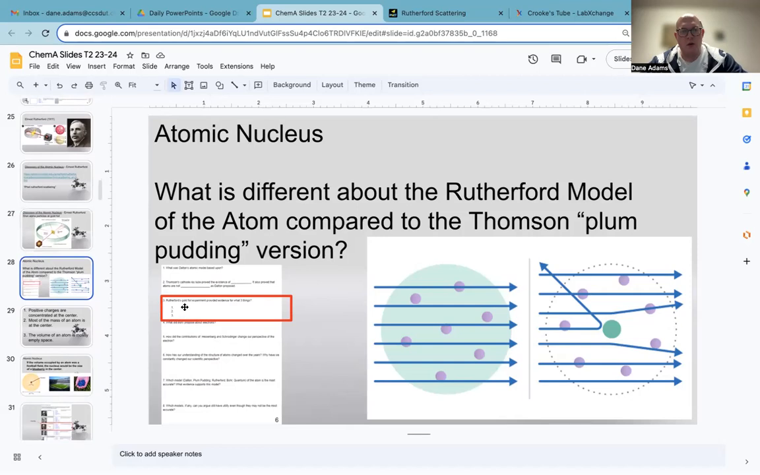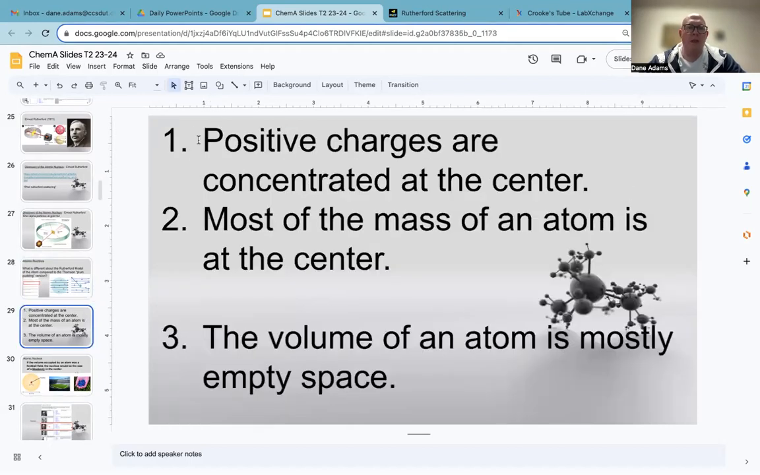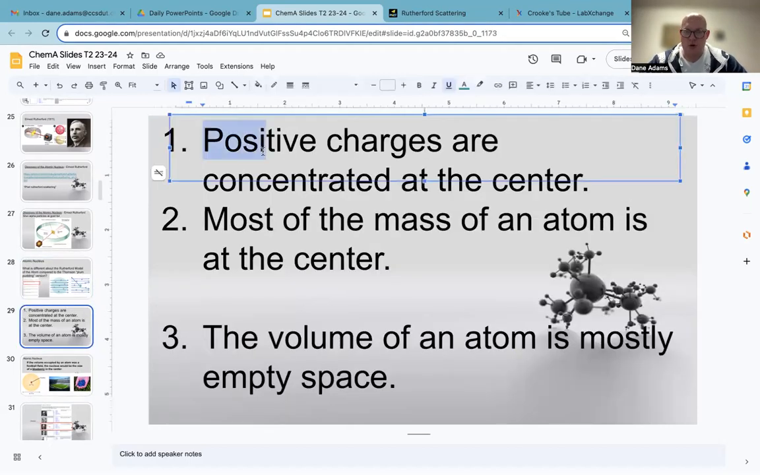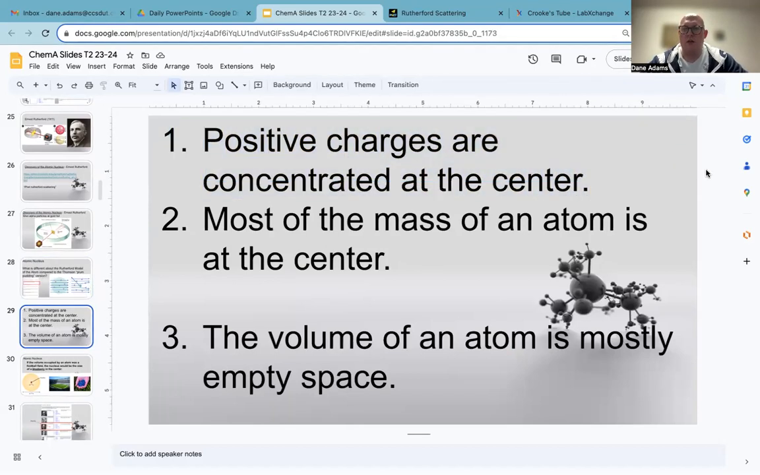So let's fill in number 3 here on page 6. What are these 3 things that Rutherford concludes from his gold foil experiment? Well, number 1 is that the positive charge is concentrated at the center of the atom. It is not spread out like Thomson proposed. Number 2, most of the mass of an atom is also concentrated in the center, not spread out. And third, and probably most importantly, the volume, the space an atom takes up, is mostly empty.